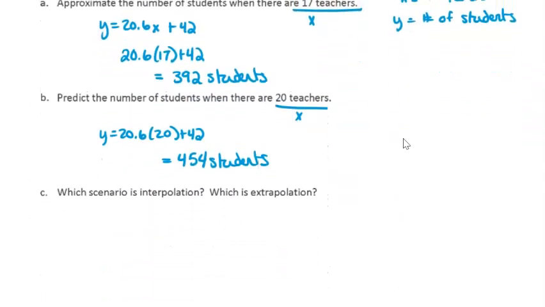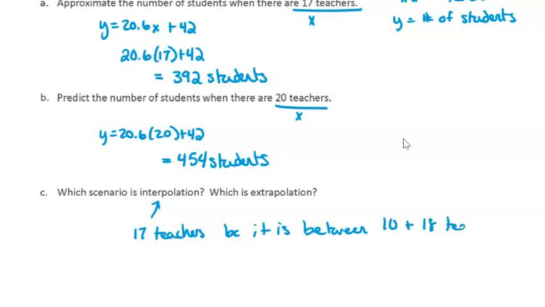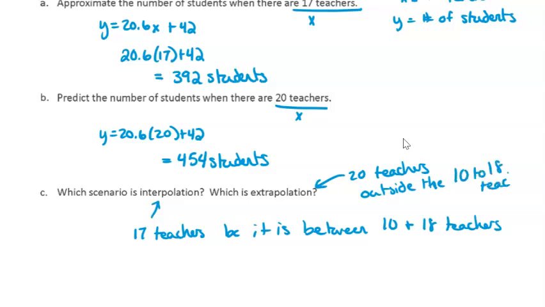It says, which scenario is interpolation? That was the 17 teachers, because it is between the 10 and 18 teachers. They had anywhere from 10 to 18. And then extrapolation was the 20 teachers. That was because it was outside the data we had that covered 10 to 18 teachers, because it went past the data we knew.